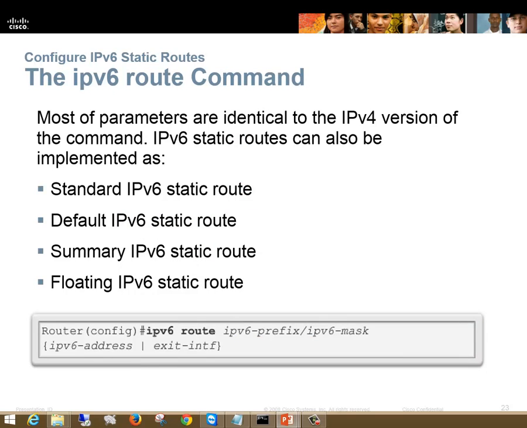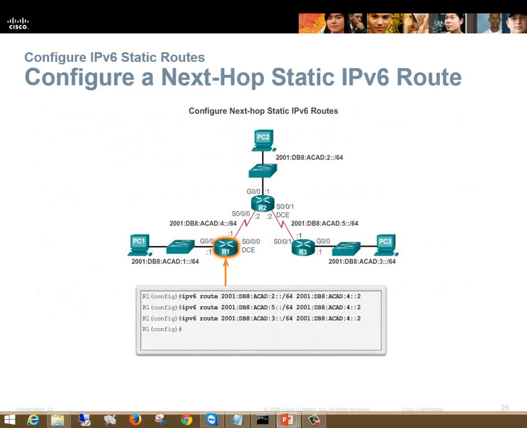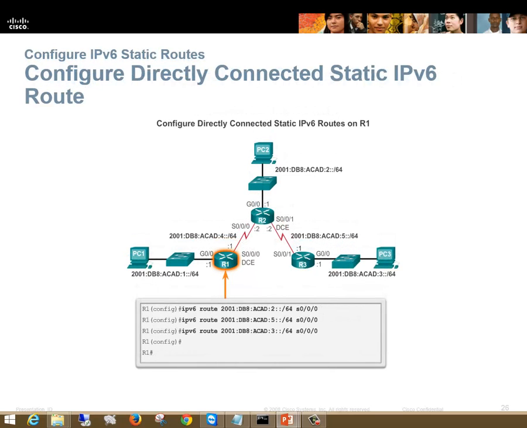So IPv6, same thing, except we're dealing with IPv6 addresses. They'll have a standard, default, a summary, and a floating rule. The next hop can be identified, the exit interface, all just like IPv4. Here we've got an example of an IPv6 route on a fully IPv6 network. And here again, a directly connected static route.